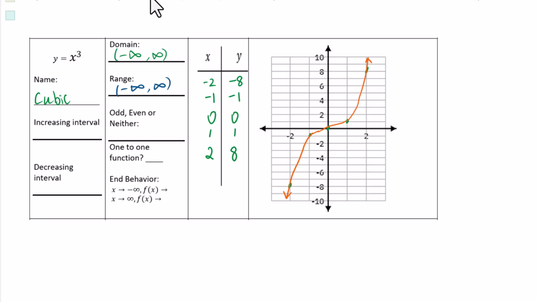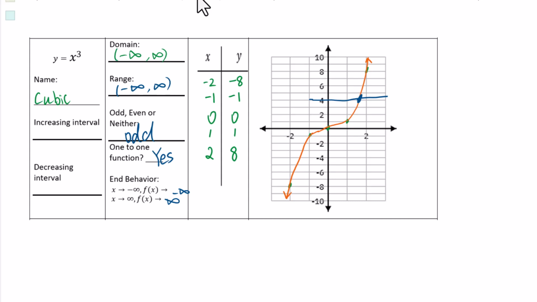Since the graph is symmetric about origin, it's an odd function. Let's draw a horizontal line. Only one intersection. So it's a one-to-one function. When x approaches negative infinity, f of x approaches negative infinity. X approaches positive infinity, f of x is approaching positive infinity.